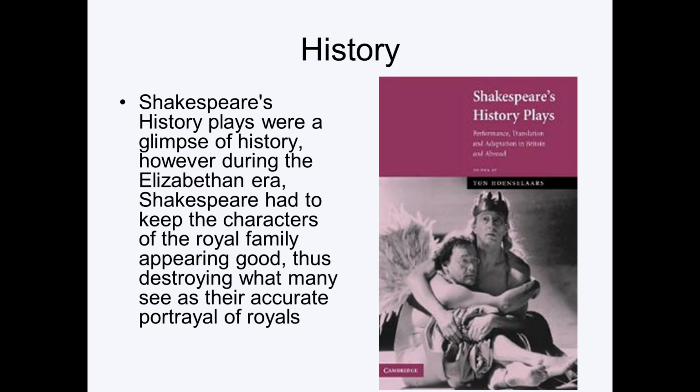Shakespeare's history plays were a glimpse of history. However, during the Elizabethan era, Shakespeare had to keep the characters of the royal family appearing good, thus destroying what many see as their accurate portrayal of royals. Right? The lineage of the Queen during Shakespeare's time, you could not say anything bad about any of her ancestors. You get in trouble for that at the time. So, of course, the royals, at least in Queen Elizabeth's line, her lineage, they always were the good guys, right? Even if in life they maybe weren't so good, right?